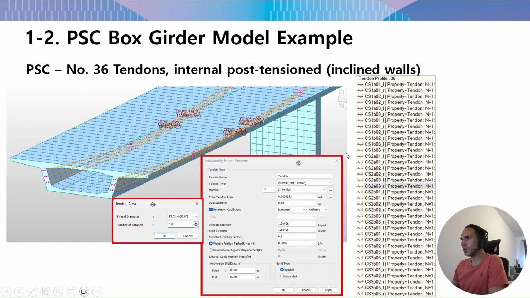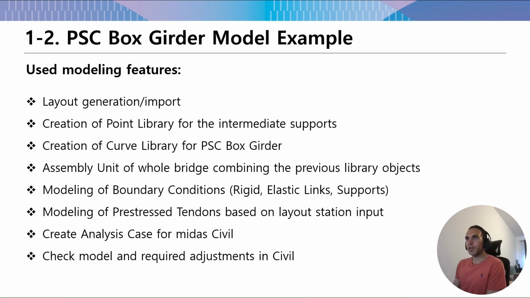These are windows shown by Civil, because this example model I took from Civil as an example and afterwards developed independently in CIM. I will show the modeling steps and features. First of all, the layout generation can be performed manually inside the software or imported. I will use the import function, which is quite straightforward.